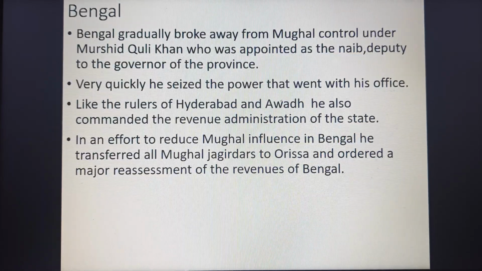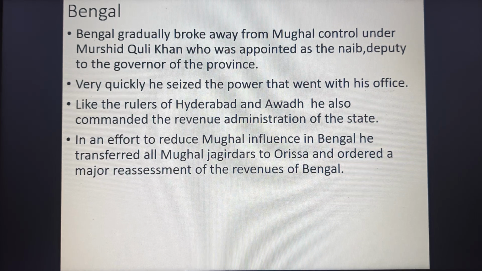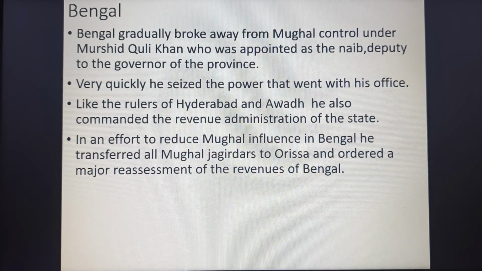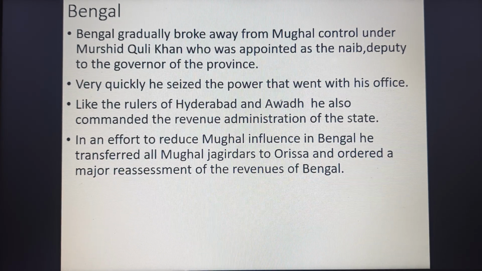Bengal gradually broke away from Mughal control under Murshid Quli Khan, who was appointed as the Naib, deputy to the governor of the province. What is a Naib? Basically a landholder, or someone who has control over the area. Naib means, like, if you go to Haryana or Punjab, you will find a post there, Naib Tehsildar. He is taking control over the land, and whatever land revenue is being collected, that is being collected by him.